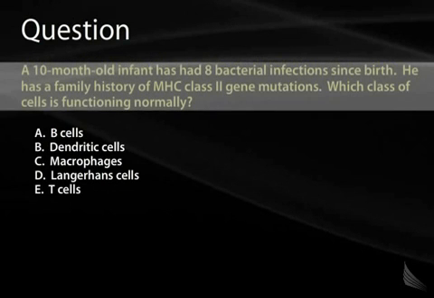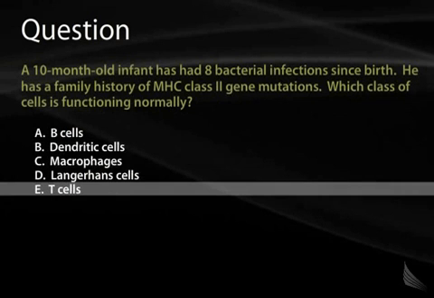Another question. A 10-month-old infant has had 8 bacterial infections since birth. He has a family history of MHC class II gene mutations. Which class of cells is functioning normally? Is it A, B cells, B, dendritic cells, C, macrophages, D, Langerhans cells, or E, T cells? The answer here is E, T cells, which may be a little bit confusing at first, but let's talk about this and why this is the correct answer.